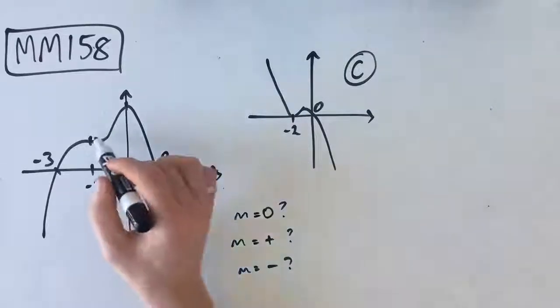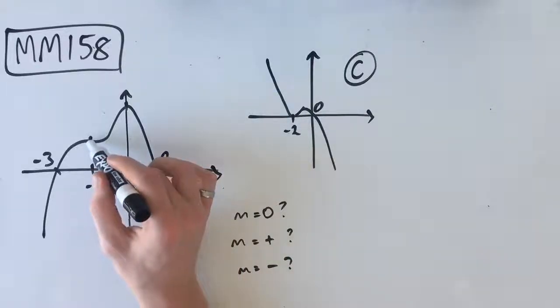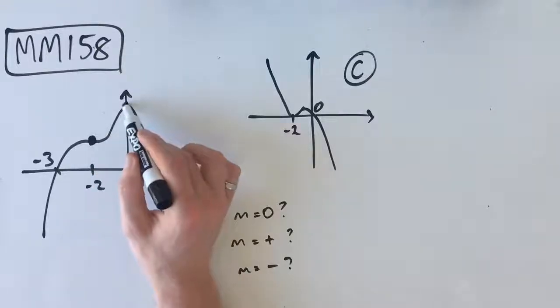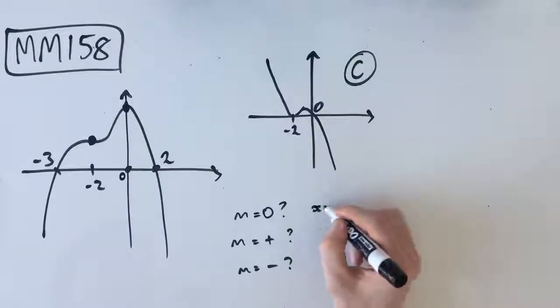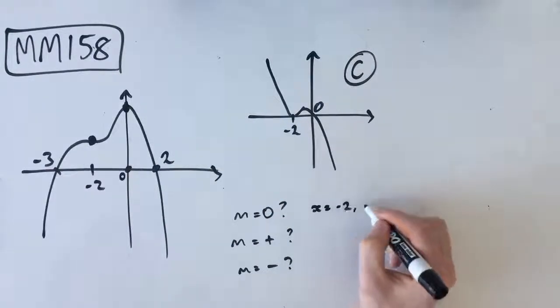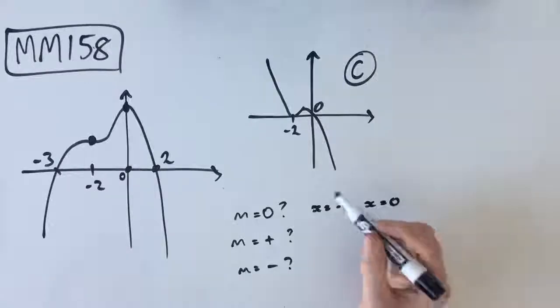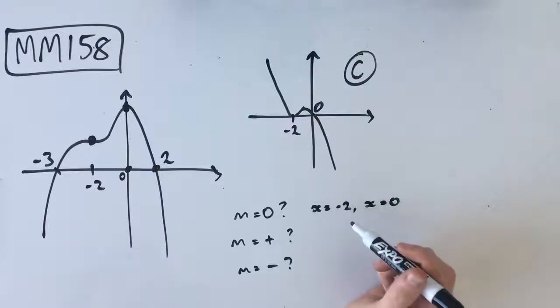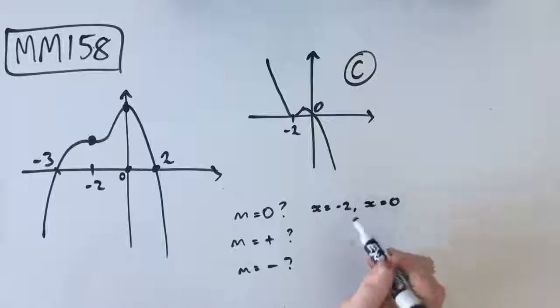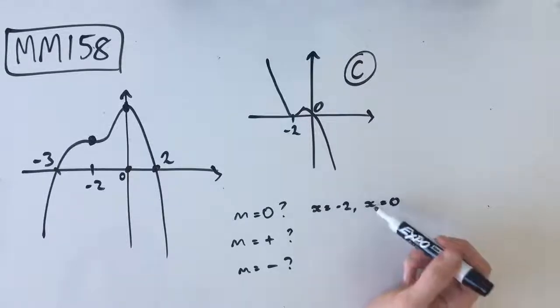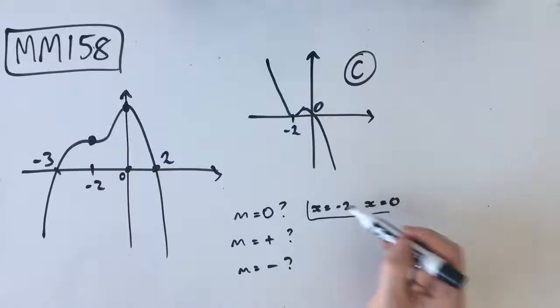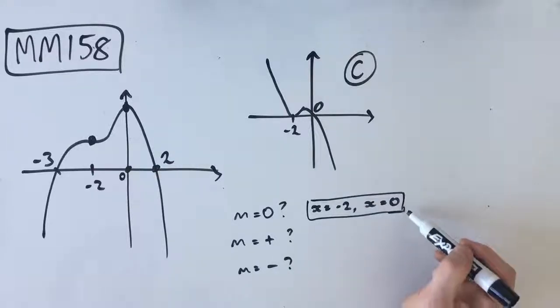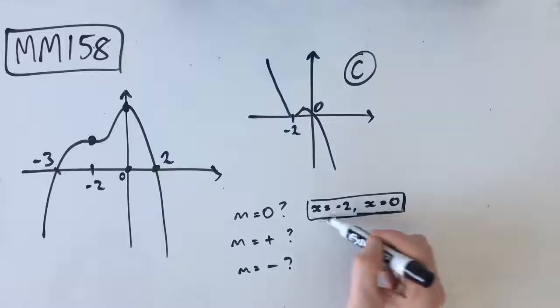So we can tell that our original function has a gradient of 0 at x equals negative 2 and x equals 0. Right? So this is our 0 point here. So x equals negative 2 and x equals 0. Now this means that our gradient function must have x-intercepts at x equals negative 2 and x equals 0, right? Because our x-intercepts of our gradient function determine where our stationary points are of the original.